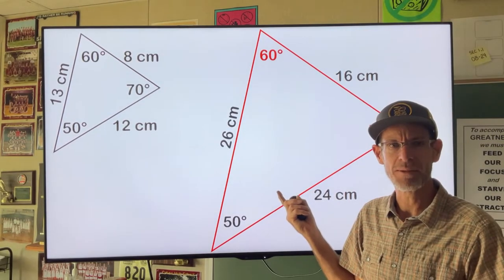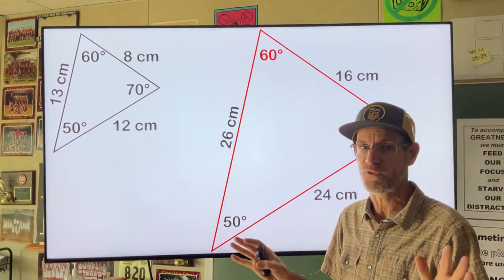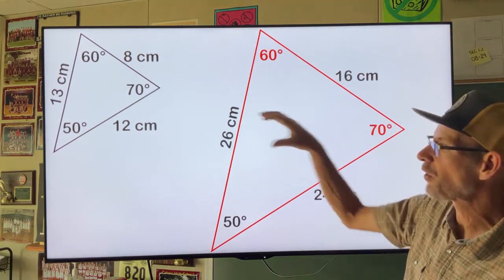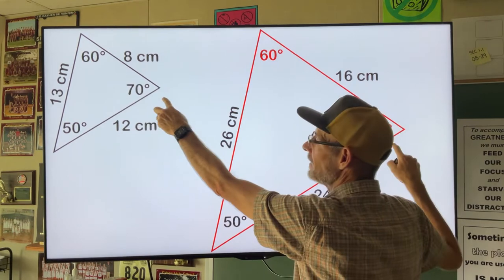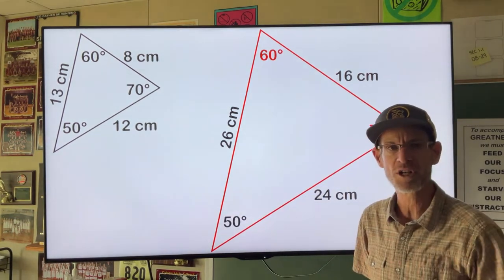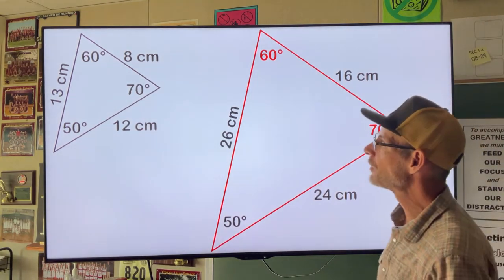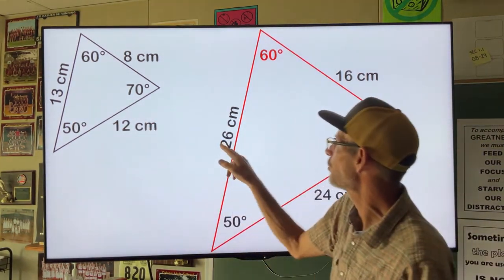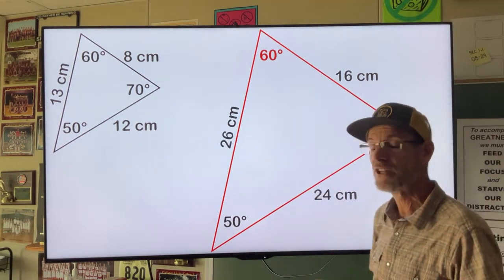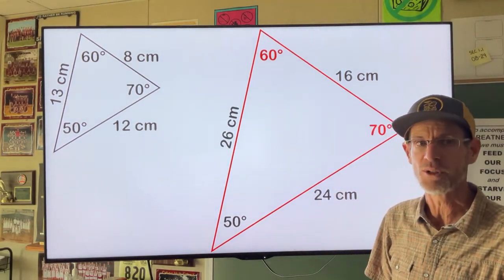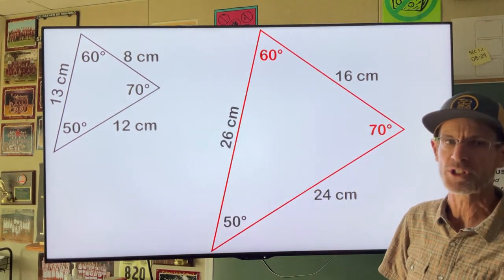Are these triangles similar? Well, in order to have similar triangles, there needs to be two requirements so far. One requirement is the corresponding angles must be congruent. 60-60, 70-70, 50-50, the corresponding angles are congruent. And the corresponding sides need to be in proportion. So 13 times 2 is 26, 8 times 2 is 16, and 12 times 2 is 24. So it seems like the scale factor might be 2, or some people might say that it's 1/2, but the sides are definitely in proportion.